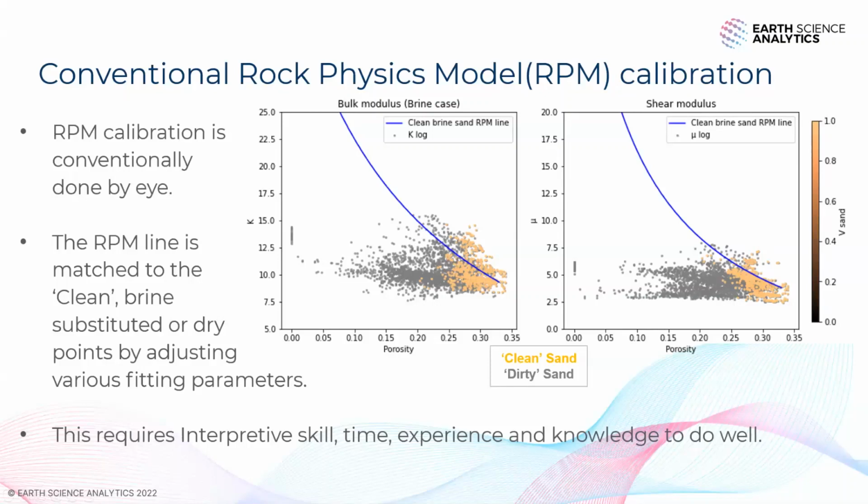to. You then adjust the fitting parameters. So there's a number of different inputs to most of these rock physics models. So things like the coordination number, the degree of segmentation, the shear reduction. There's all of these different values that can be changed to adjust the position of this line. And you adjust them until your line appears to be a good fit to the clean sand behavior in your plot. And this requires interpretive skill, time, experience and knowledge if you're going to do it well and come up with models that are a good predictor of your rock's behavior.